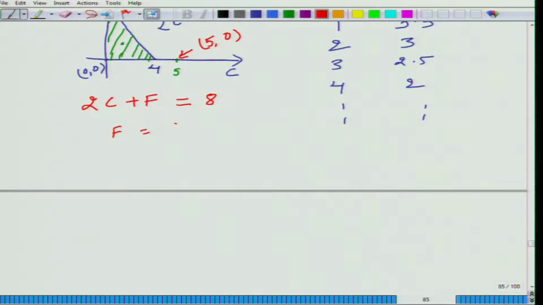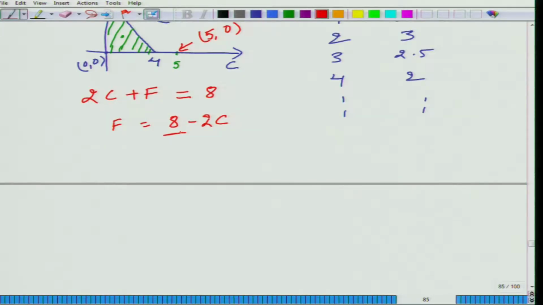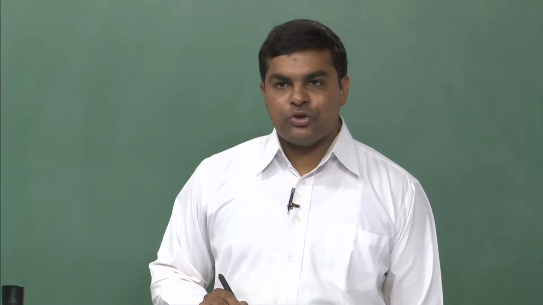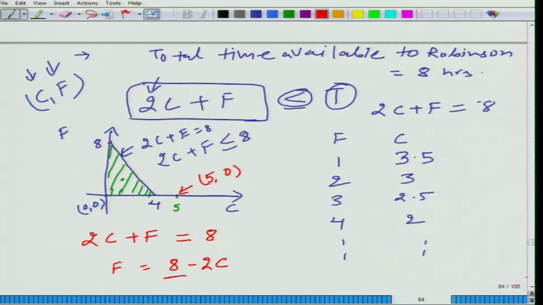What do we get? 8 minus 2c. And what is this 8? This is a math problem, not the economics problem. What is this 8? 8 is the vertical intercept, and also it gives you the maximum amount of fish you can catch. Of course, when we want to catch the maximum amount of fish, you have to decrease the amount of coconut to 0. Fine? Okay.